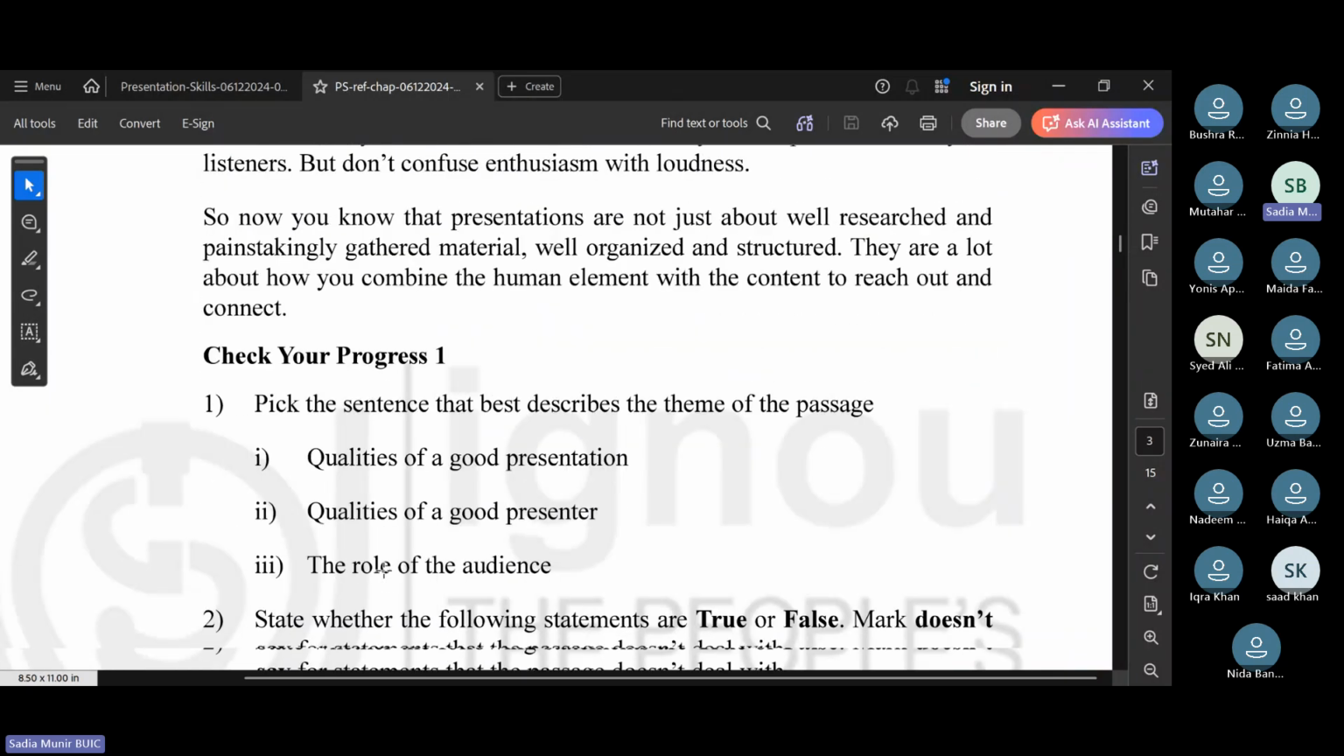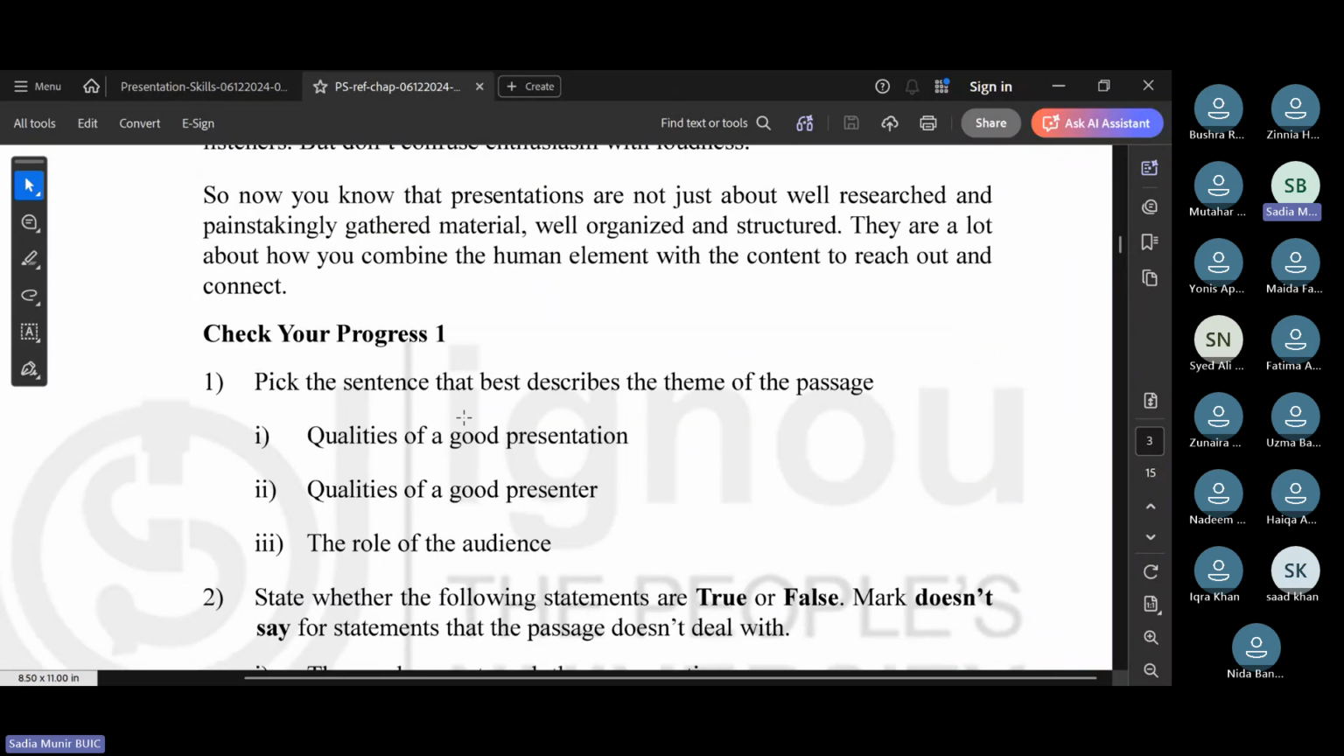चेक योर प्रोग्रेस में कुछ क्वेश्चंस हैं. Pick the sentence that best describes the theme of the passage. मैंने आपको पढ़ दिया है. Tell me what the answer is. Qualities of a good presentation, qualities of a good presenter, the role of the audience. इस पैराग्राफ का जो हमने अभी पढ़ा है, जो सेक्शन पढ़ा है, आंसर क्या बनता है?